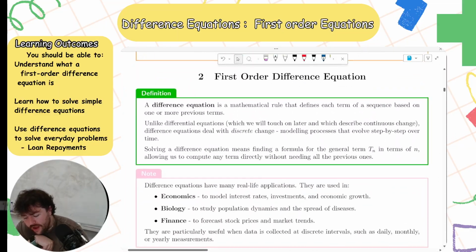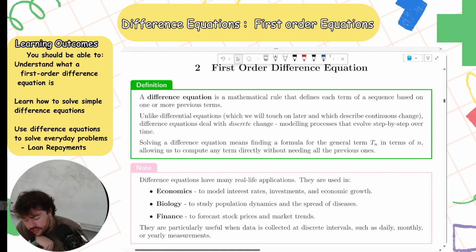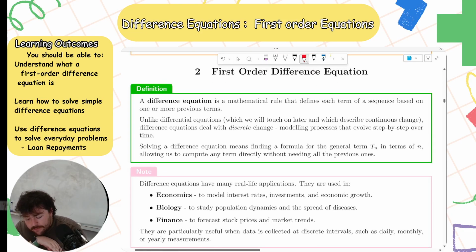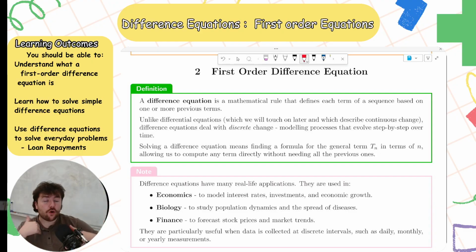So we use this for a difference equation. What is a difference equation? A difference equation is a mathematical rule that defines each term of a sequence, and it's based on one or more previous terms. So it's essentially a recurrence relation. Unlike differential equations, which is something you study in calculus in a later chapter, differential equations is the study of continuous change, while the study of difference equations is more about discrete change. You know, the change that happens on a day-by-day basis or month-by-month basis, etc.